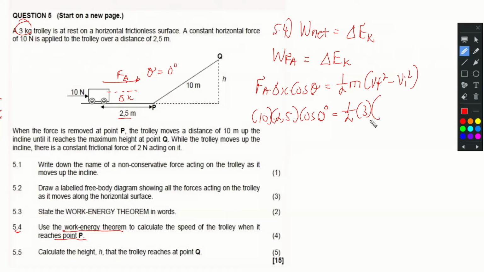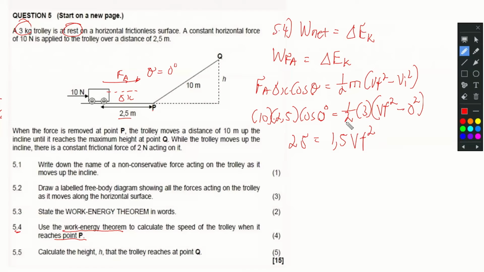Then final velocity, is it what we are looking for? Yes, when it reaches point P. So VF squared. But then remember, it's starting from rest. So it's 0 here. So when we do this, that's 10 multiplied by 2.5 cos 0. That will be 25, right? And then half of 3, that's 1.5. So it's going to be 1.5 VF squared.